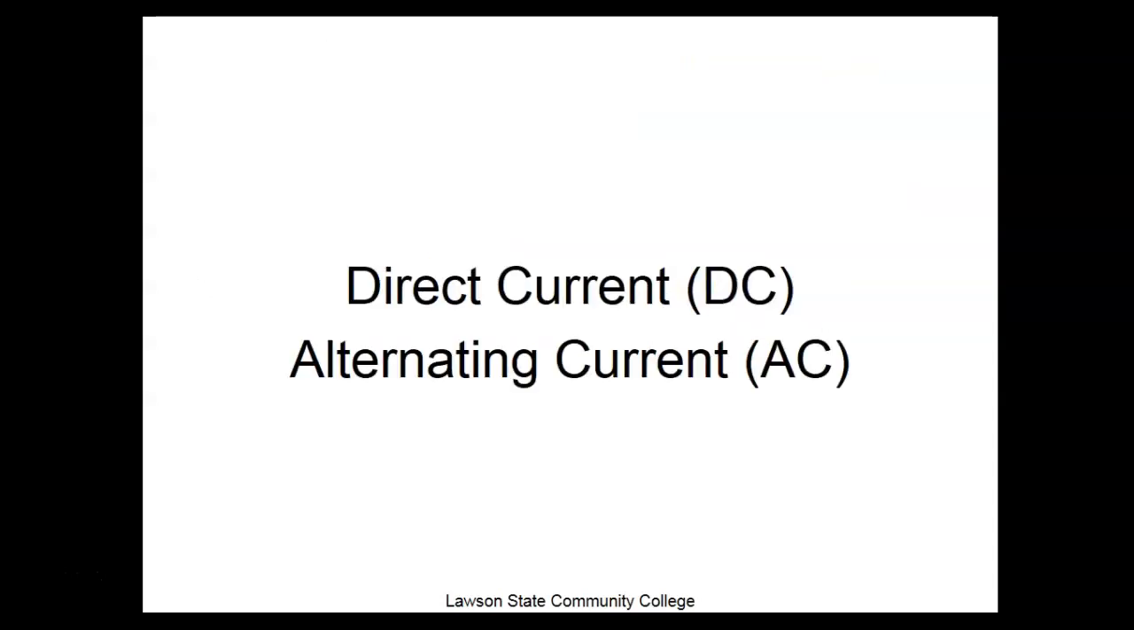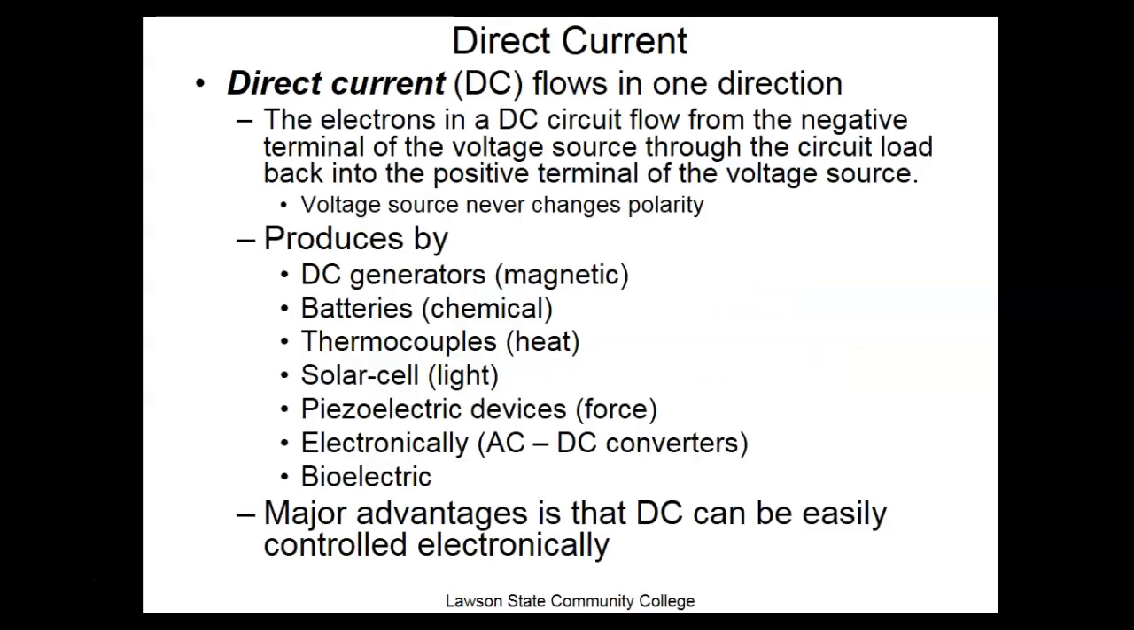Now direct current and alternating current. We'll look at this, guys, and then we'll call it quits for the night. DC flows in one direction. The electrons in a DC circuit flow from the negative terminal to the positive terminal. This confused people for a long time until they realized what was actually moving. The negative terminal repels the electrons through the circuit, and the positive terminal brings them back.